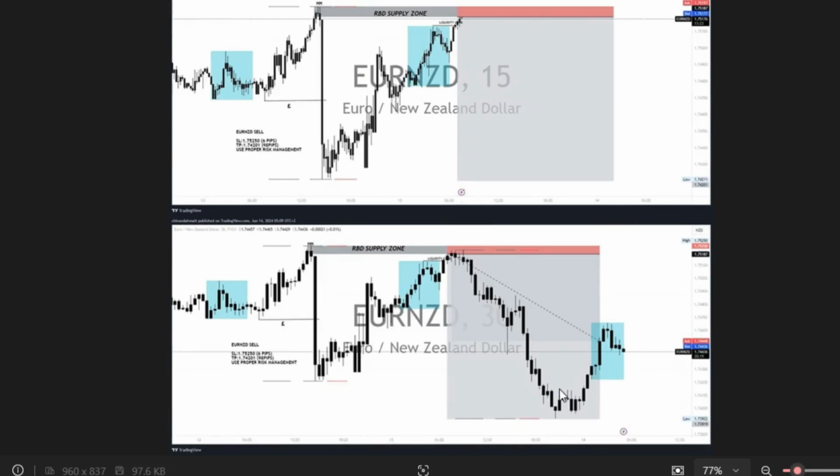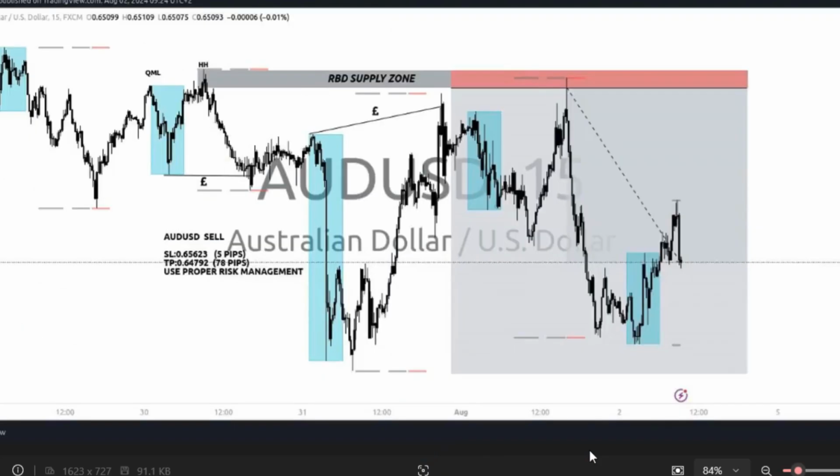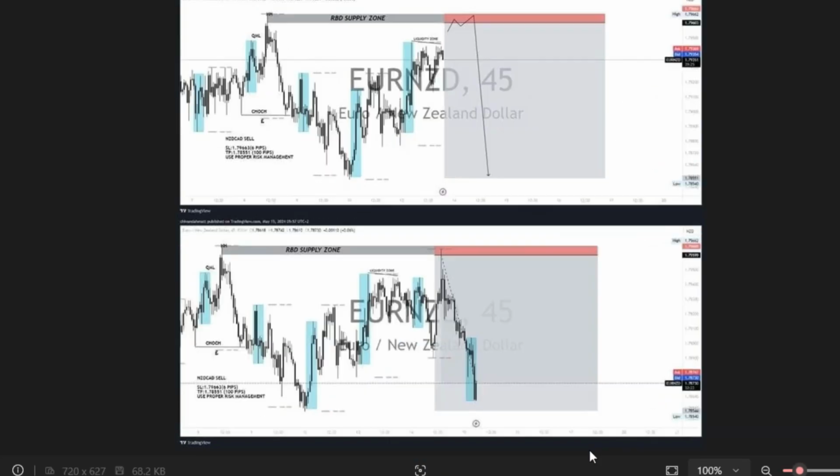Again, we have another trade on Euro NZD as well. We can see that the market gave us these big momentum candles. The market left liquidity right here, taps into our area, then beautifully drops all the way to take profit. Guys, I have hundreds of these screenshots to actually prove to you that the strategy actually works.